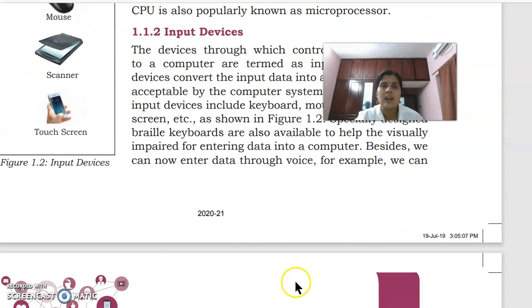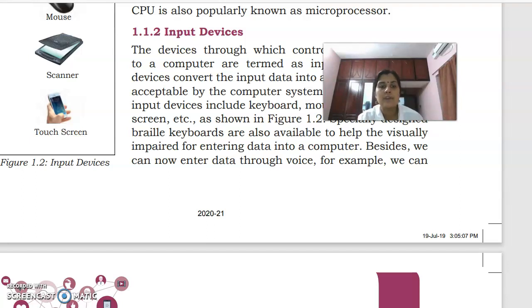As the name implies, what is an input device? We can give input to the computer through this device. That means our keyboard is an input device, our mouse is an input device, the scanner is an input device, and the touch screen we all use in our mobile phone is an input device. There are many other input devices like the light pen. Then we also use OCR and OMR; we use OMR sheets in exams. These all are input devices.